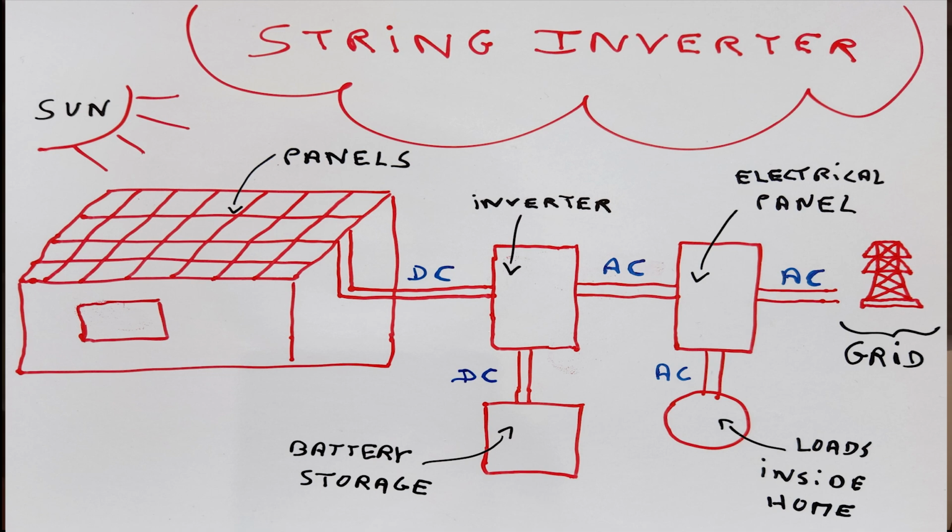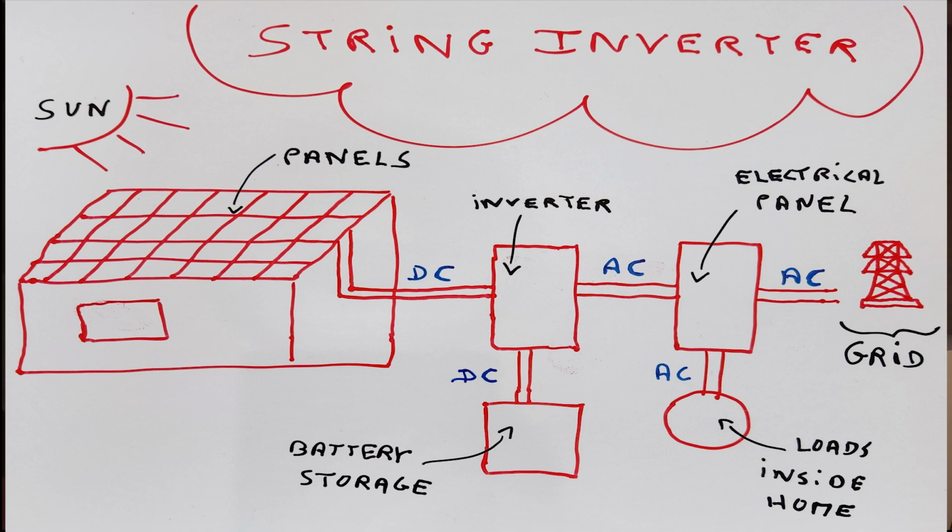And that inverter will convert the DC electricity to AC electricity that is fed to the home electrical panel. That AC electricity is then distributed inside the home to power a whole bunch of devices. It could be a lamp or any appliance. And any excess AC electricity would then be sent back to the grid.